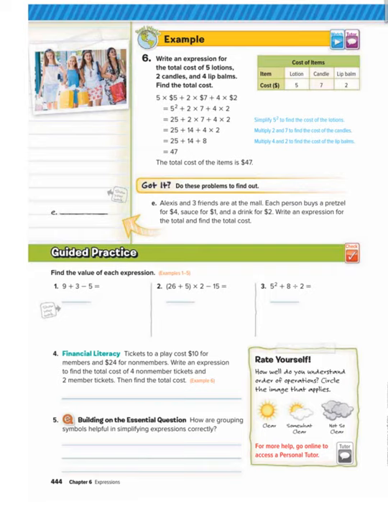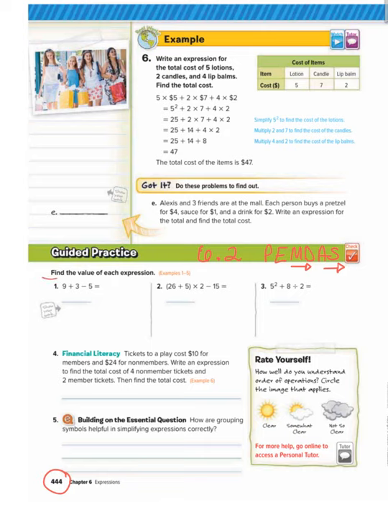Okay, so we are on workbook page 444. This is chapter 6, lesson 2, which is about order of operations. So remember, for order of operations, we follow the order of PEMDAS, which is parentheses, exponents, multiply or divide, whichever comes first from left to right, and then add or subtract, whichever comes first from left to right.